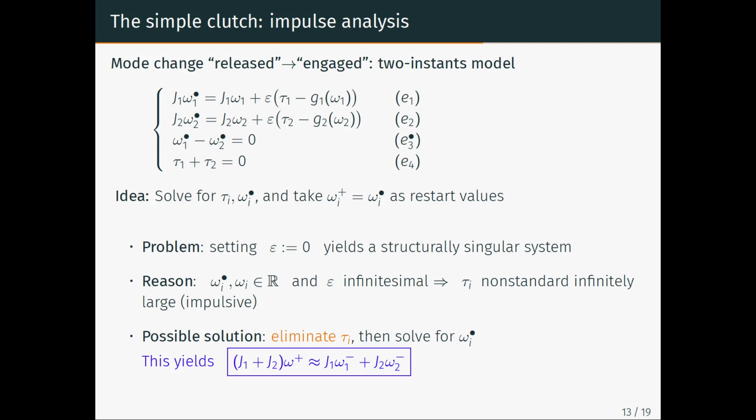One possible solution is then to eliminate the torques from the system by simple substitutions. Solving the remaining equations yields the restart values for the velocities that were found by hand from the conservation of angular momentum. We worked on how to make such an analysis of mode changes fully automated, including the detection of impulsive variables. This will be the topic of the last talk in this session.